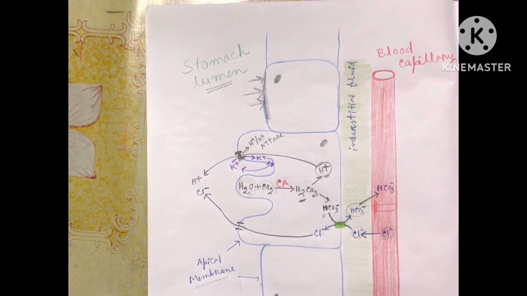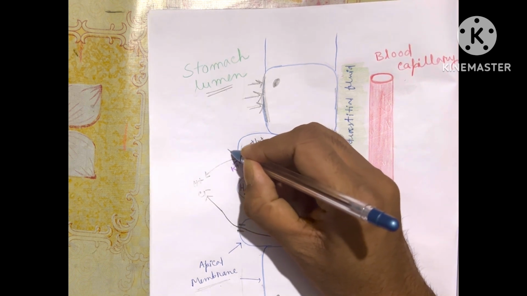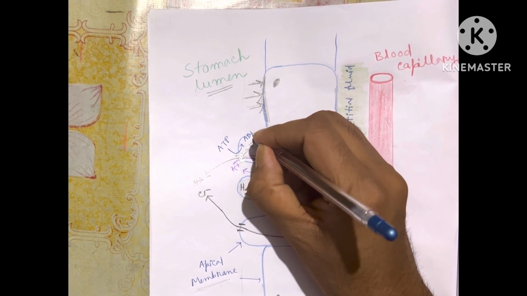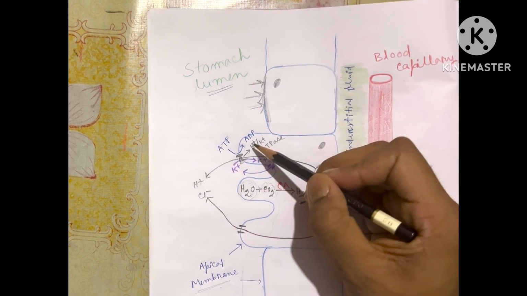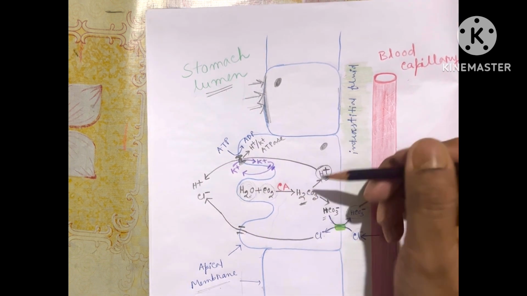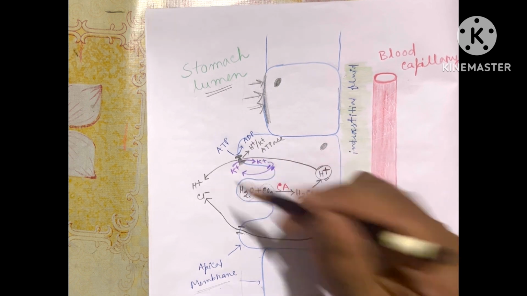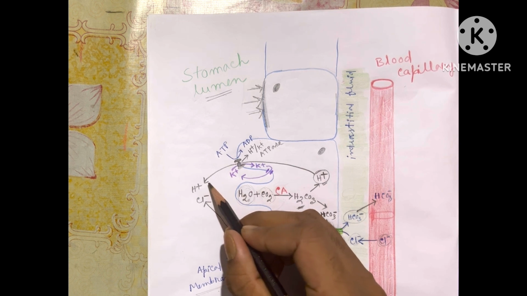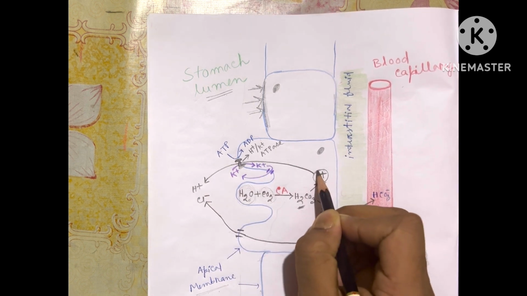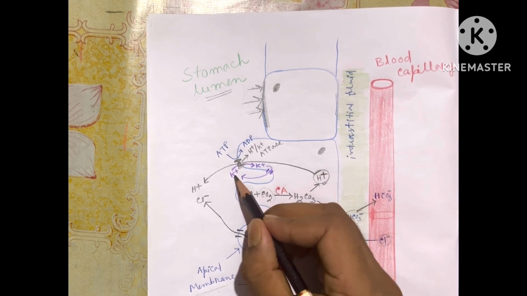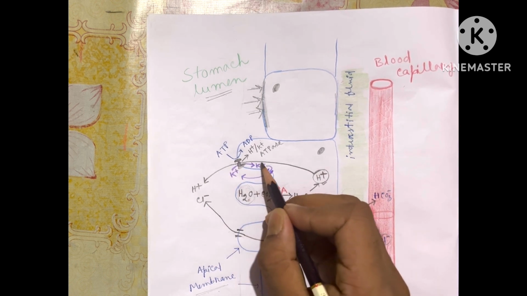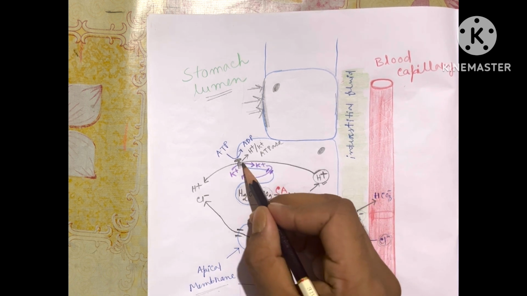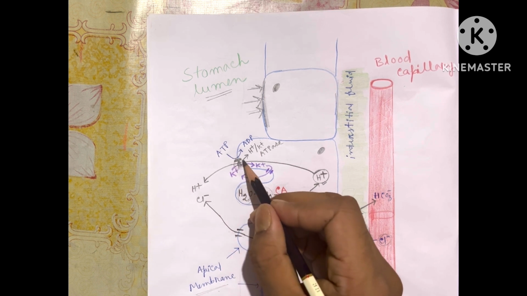So here we can write one particular type of energy we need, that one ATP will be converted to ADP. Then one phosphate molecule will be used to push this hydrogen ion towards the stomach lumen. So when this hydrogen ion is withdrawn inside that stomach lumen, then to compensate that positive charge, one potassium ion will make entry inside the parietal cell.